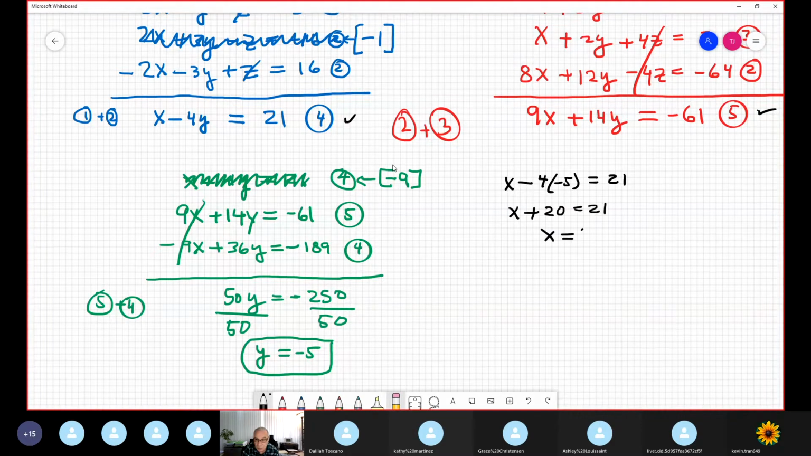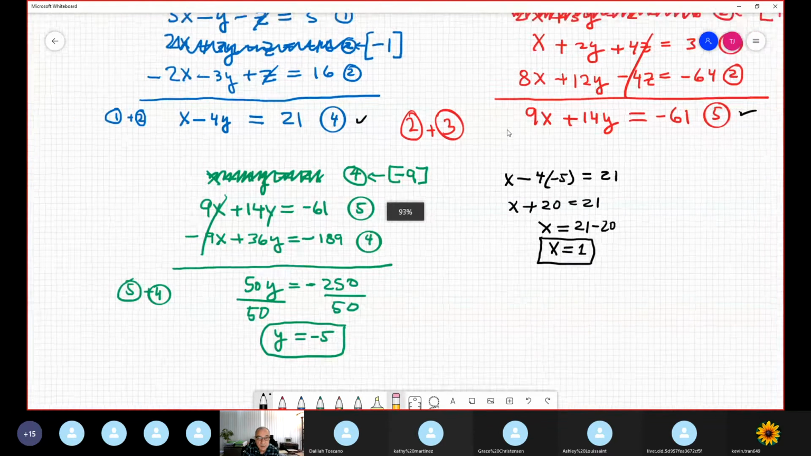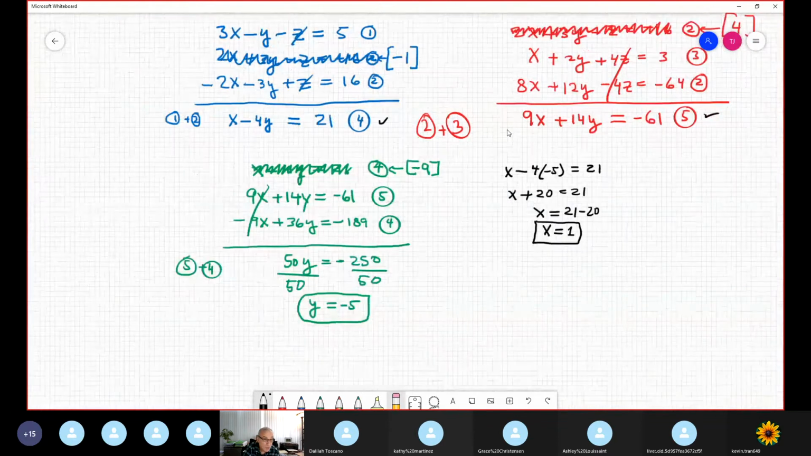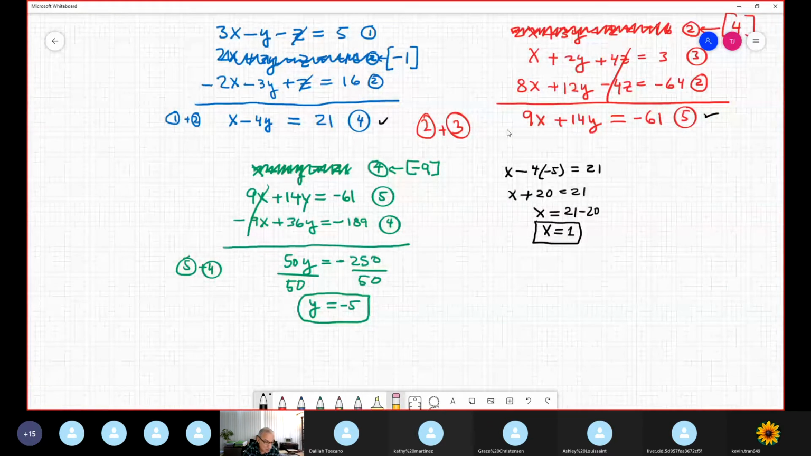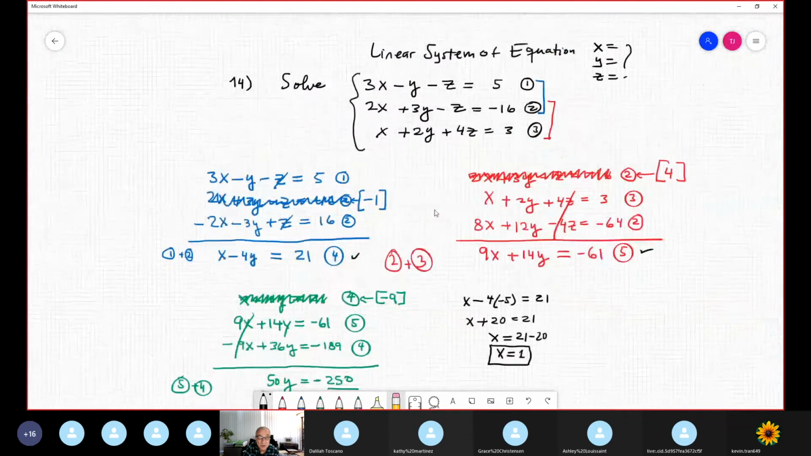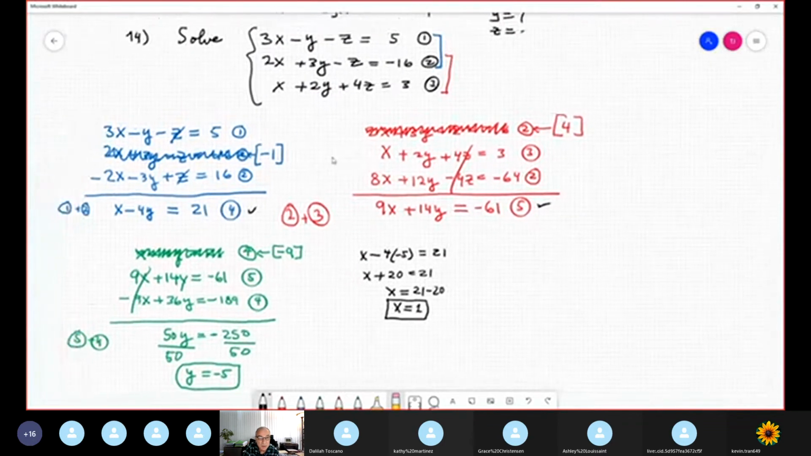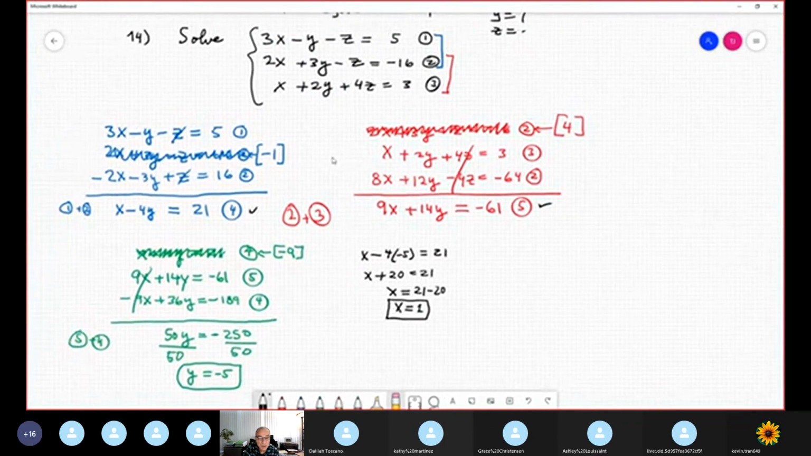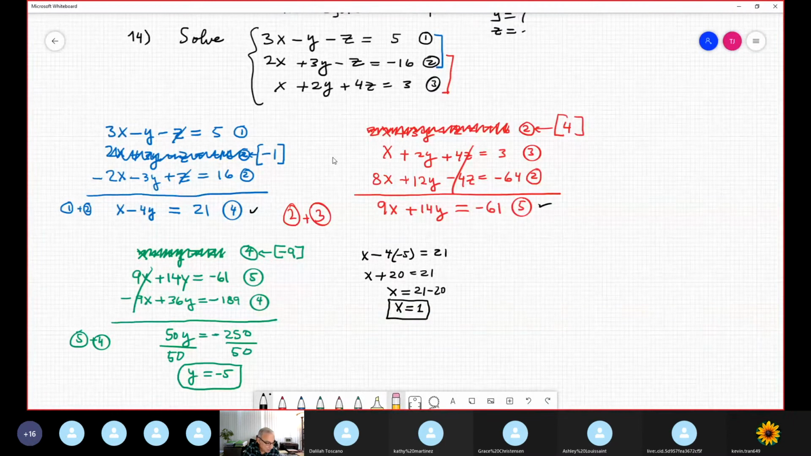Therefore, x is 21 minus 20, which is 1. Super. The only one I need to find is the z value. Then I select either equation, maybe the original equation. Okay, it contains 3 variables. I suppose I select the first one.